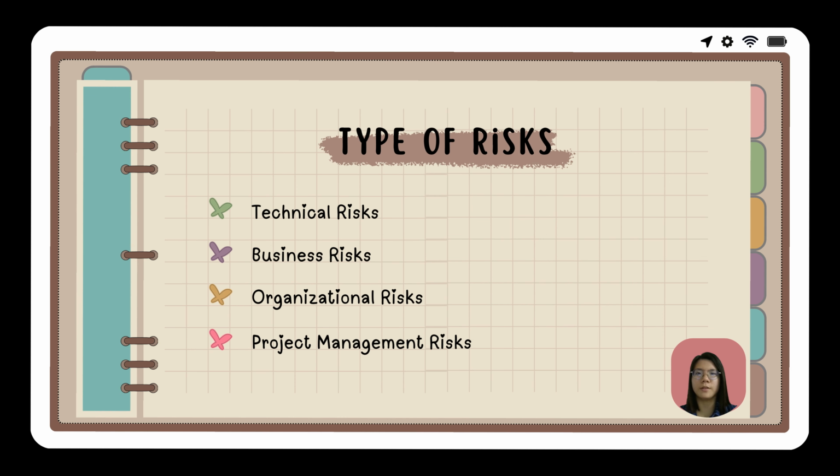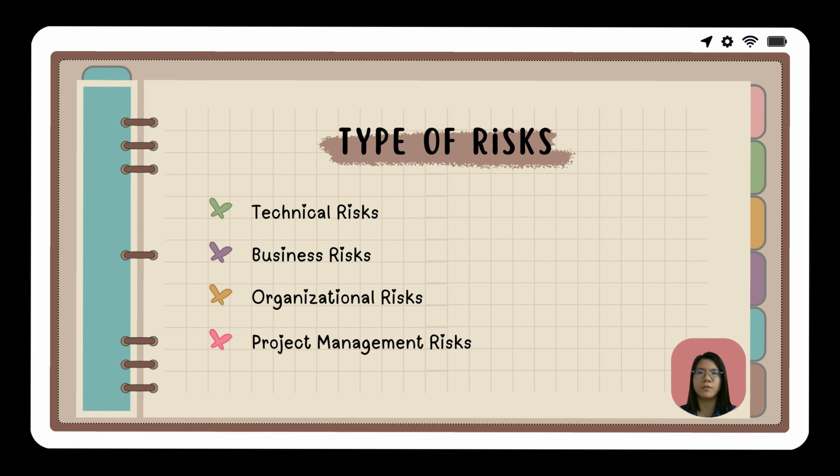There are four types of risk in IT project management. First, we have technical risks. These are issues related to the technology used in the project, such as software or hardware failure, integration problems, performance issues, and the use of inadequate technology to meet project requirements. Next are business risks, which impact the overall business. These include market change that can affect the project viability, budget constraint, shift in the business priority, and the potential failure to achieve business objectives.